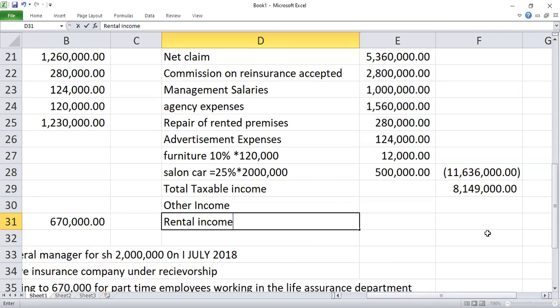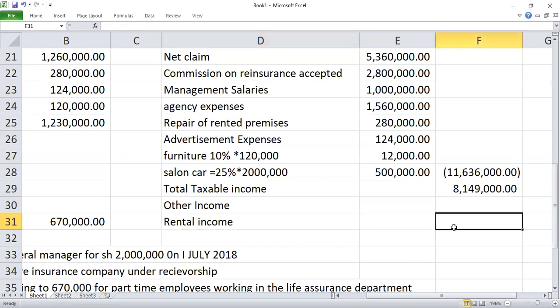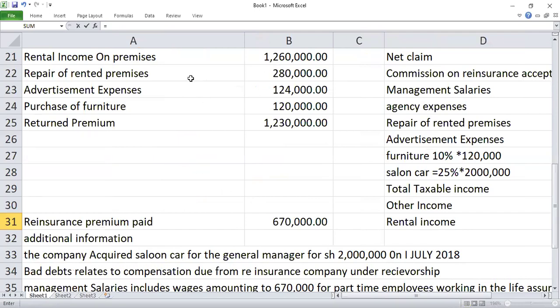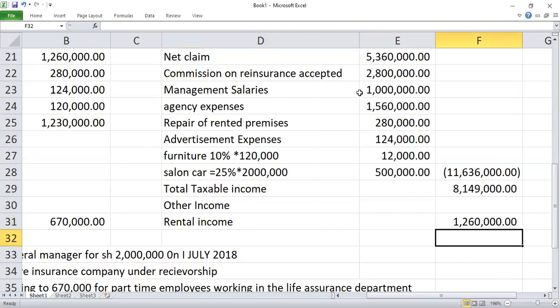If you look at the question that we had here, rental income was coming to how much? Rental income is 60,000. Now you need to get a total income by taking the sum of this and this. We are going to add these two. Enter. So that's our total income, 9,409,000.